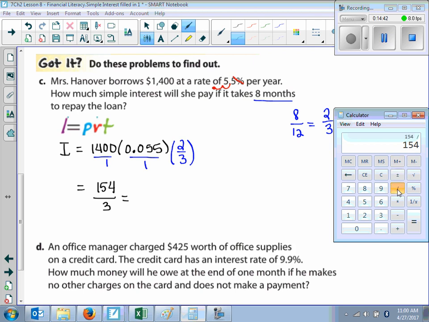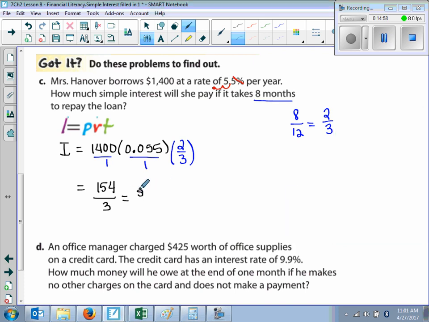So 154 divided by 3, repeating decimal, now we can round to the nearest cent. So how much money in simple interest is Mrs. Hanover going to pay? $51.33. Perfect. Very good.